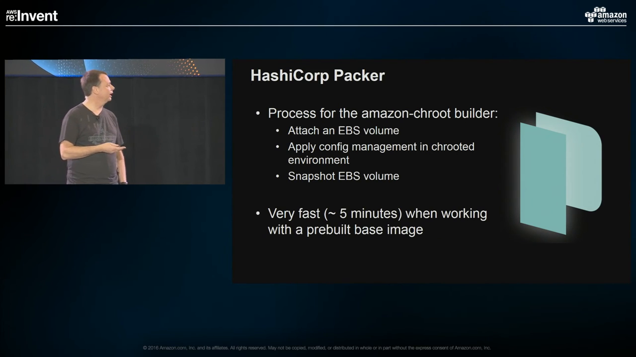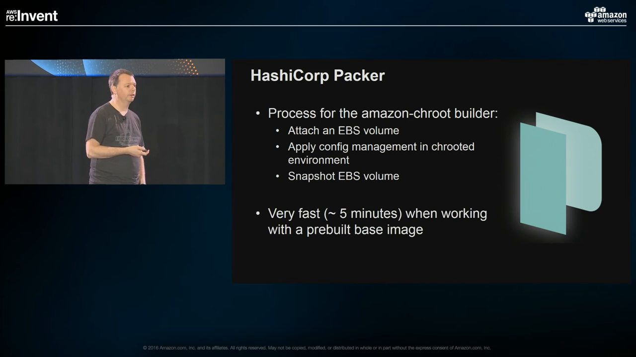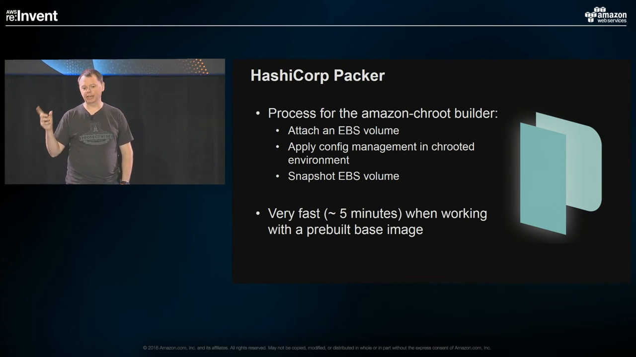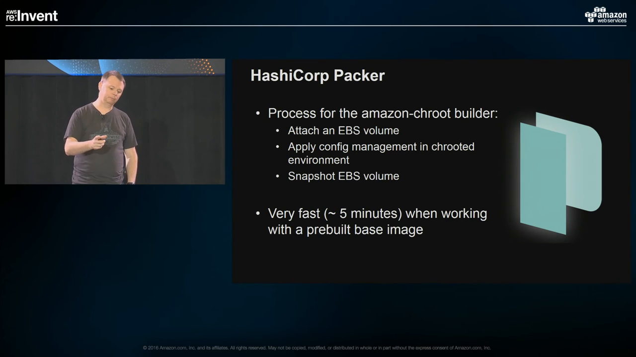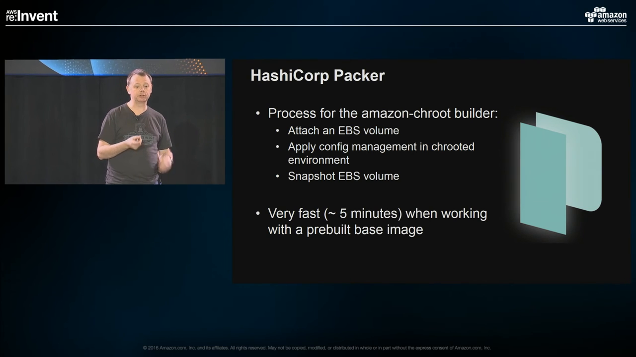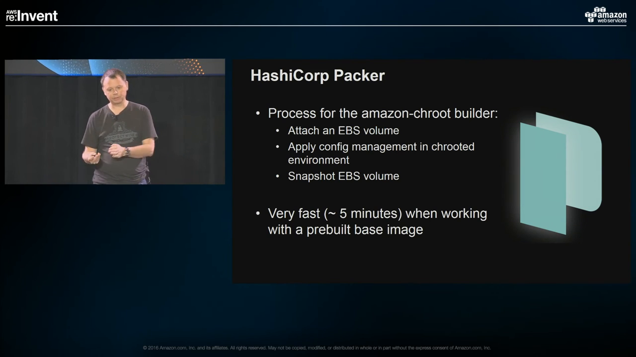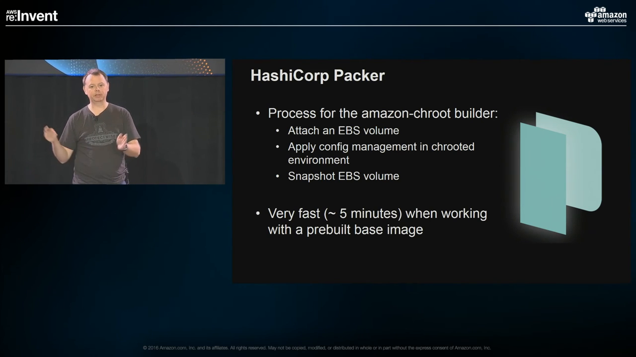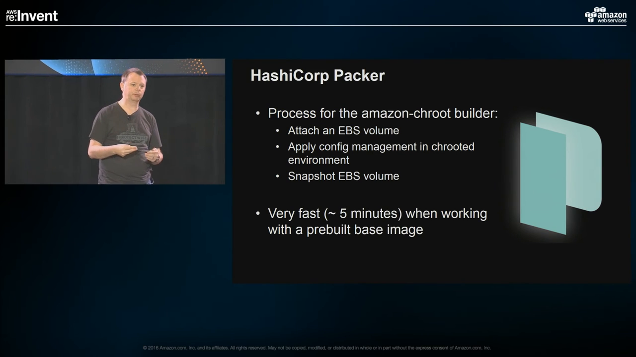There's also the Amazon Chroot Builder. It's faster. It starts with a running node. It takes an AMI, builds an EBS volume out of it, mounts that EBS volume on the running image in a subdirectory, and then chroots into that subdirectory and applies the configuration management in the chrooted environment.